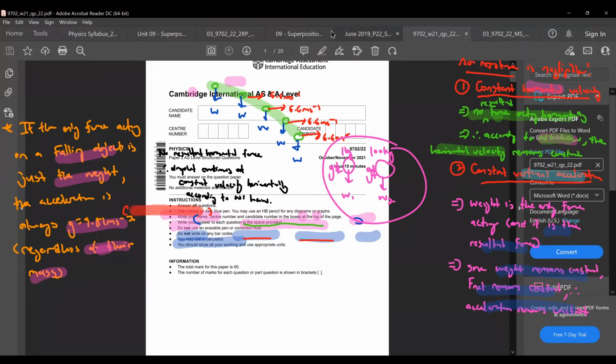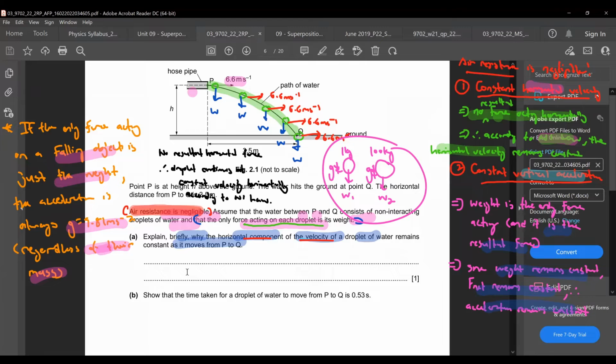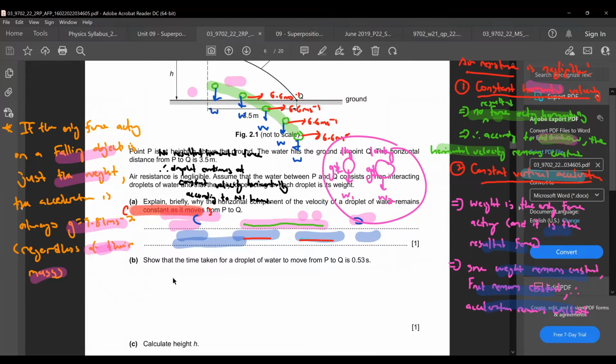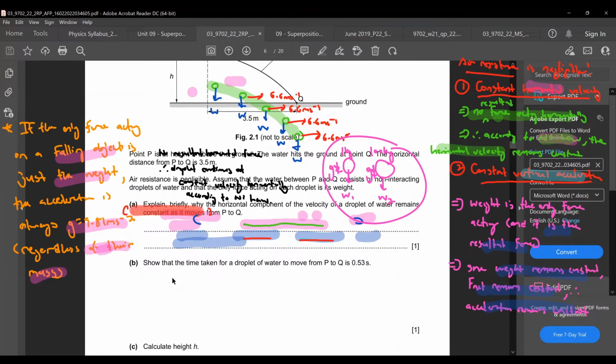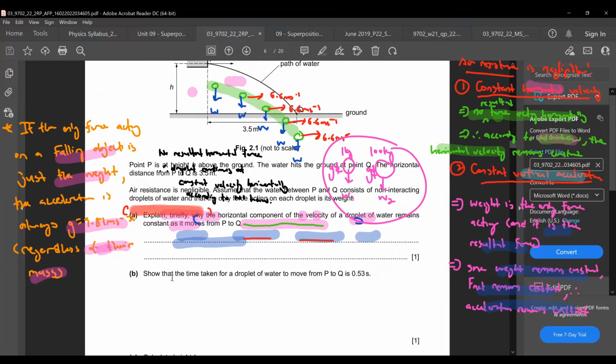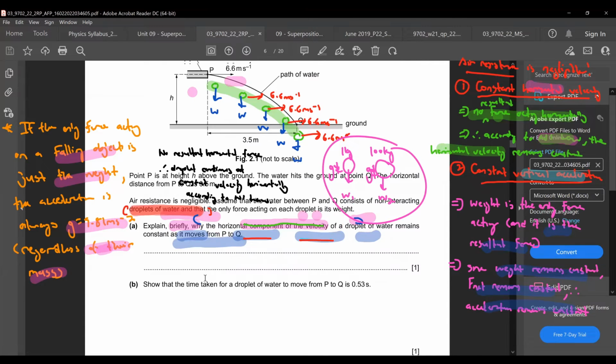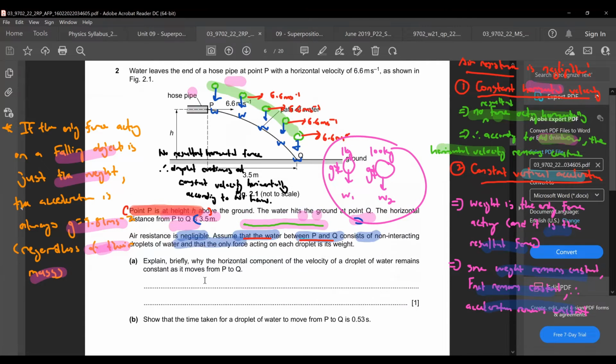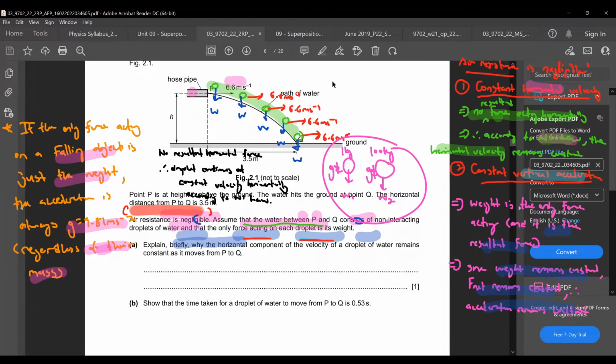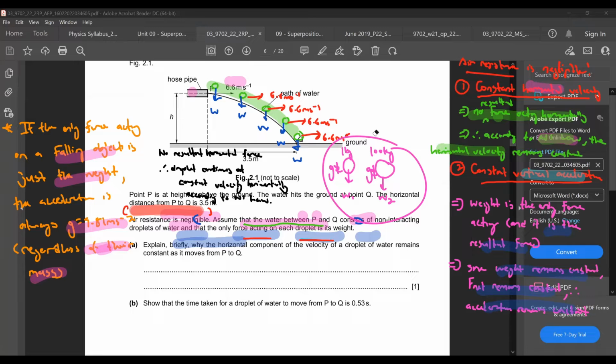Okay, then from there, we move on to B. Show that the time taken for the droplet of water to move from P to Q is 0.53 seconds. Okay, this one also has some important things to note here. This one is something I want to also highlight to you.